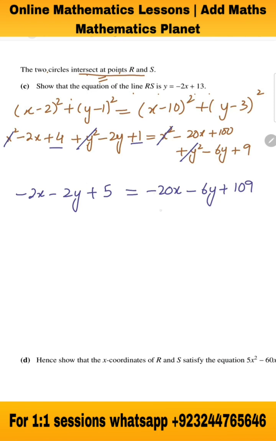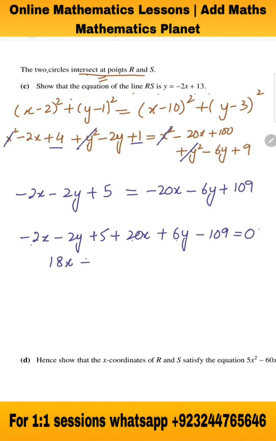So now we can take all the values to one side. Minus 2x minus 2y plus 5 plus 20x plus 6y minus 109, which is equal to 0. So minus 2x plus 20x will give you 18x, plus 6y minus 2y gives you plus 4y, and 5 minus 109 gives minus 104. We can take 4 common.